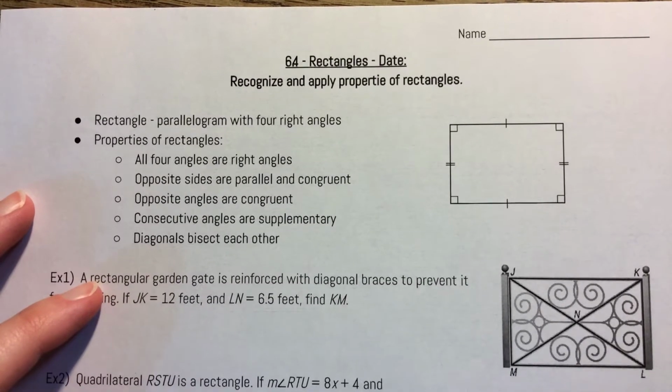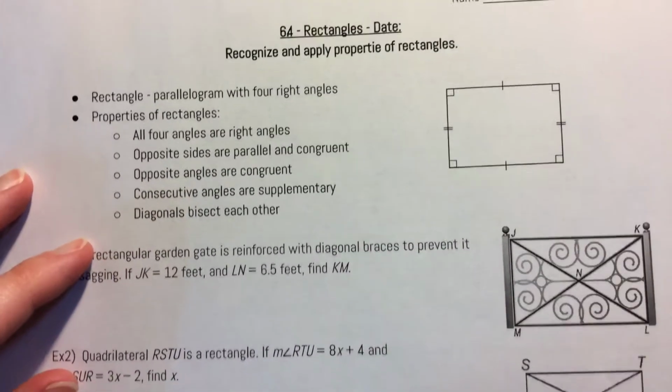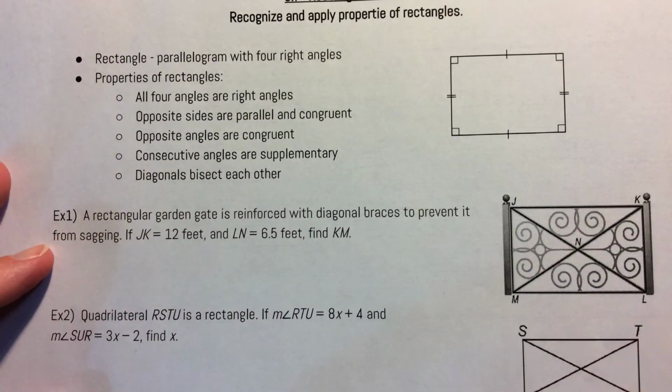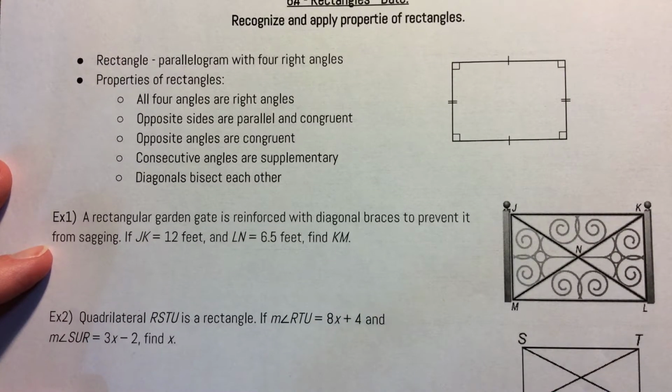Alright, today we are talking about rectangles. We want to recognize and apply the properties of rectangles. So a definition of a rectangle is a parallelogram that has 4 right angles. And these are some of the properties.